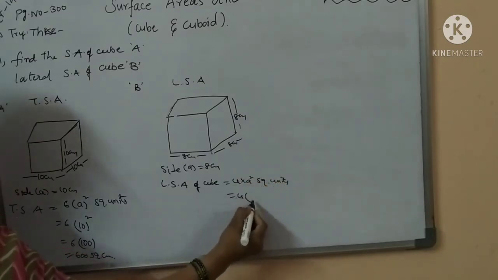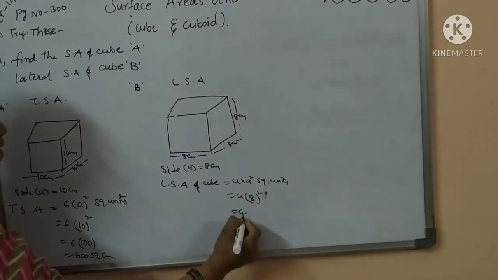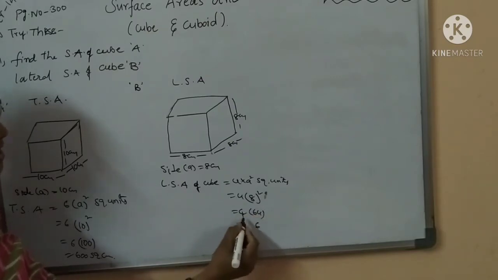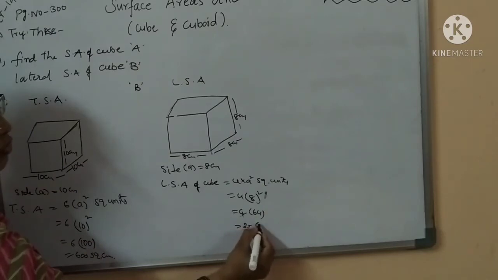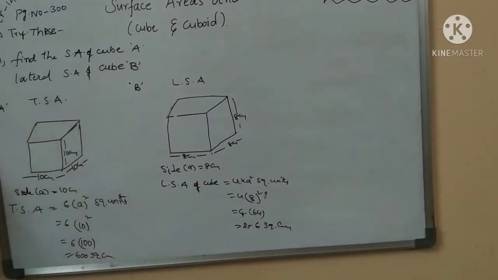So 4 into A means 8 whole square. So here 8 two times, right? 8 8s are 64. 4 4s are 16. 6 4s are 24 plus 1, 25. 256 square units, here centimeters. Understand these two problems? Okay. Now remaining problems do as homework and let us start the exercise 14.1.